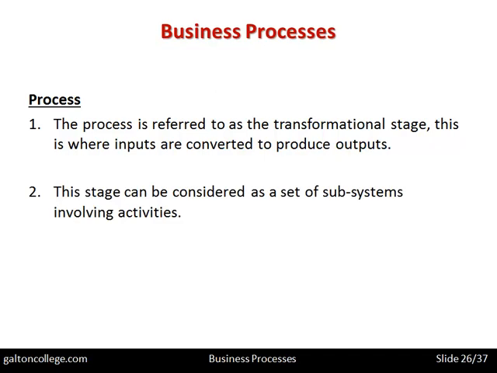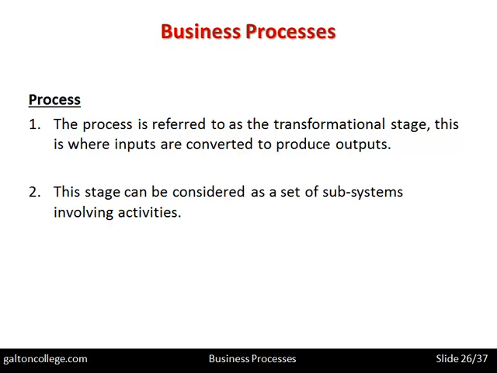Now it can be considered as a set of subsystems involving activities. Some systems involve subsystems. What I mean here is that if we're producing, let's say, a car, then we can identify the body of the car and so on. But as soon as we get to talk about the engine, there are different subsystems that are required. The electrical system is a subsystem.